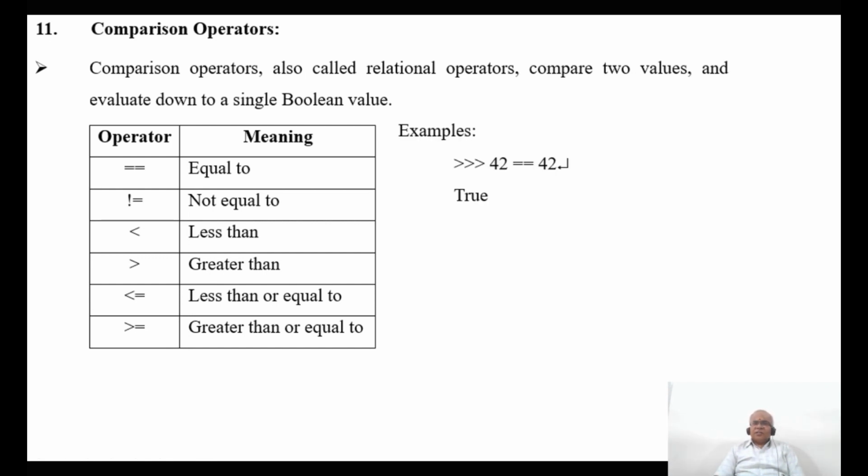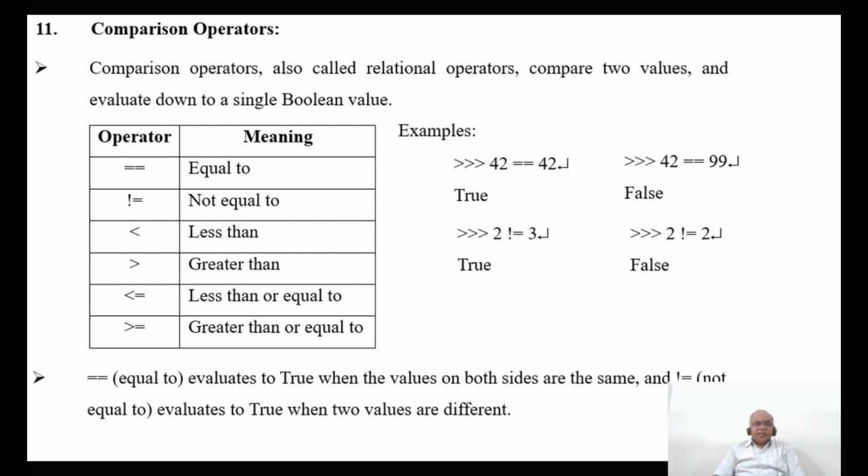So is 42 equal to 42? Is it true? Yes. Then 42 equal to 99? No, it's false. Then 2 not equal to 3, the condition is true. 2 not equal to 2, the condition is false. Equal to evaluates to true when the values on both sides are the same, and not equal to evaluates to true when the two values are different.